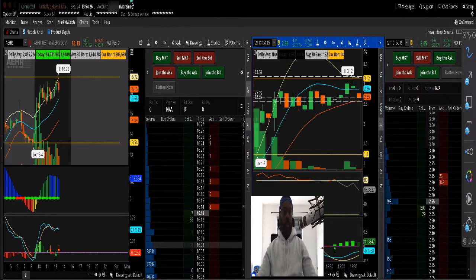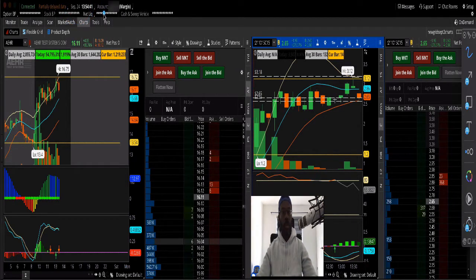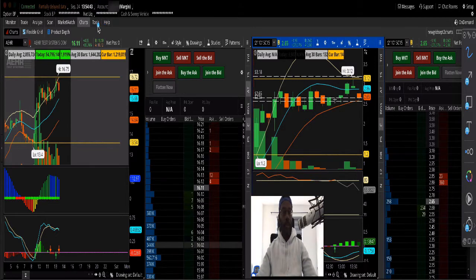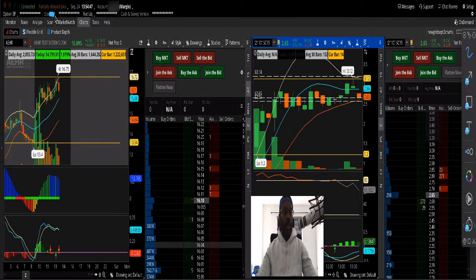So obviously I have to blur out my information here because I don't want to violate my terms and services with my broker. So I just have to blur out my account, but you can see there it's real time and it's today's date. It's Friday, September the 24th, around 1:54 Eastern Standard Time.